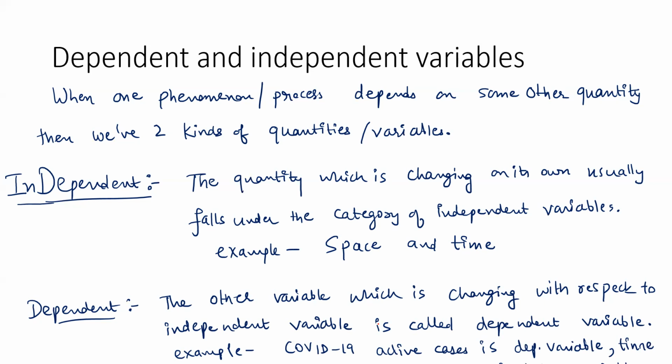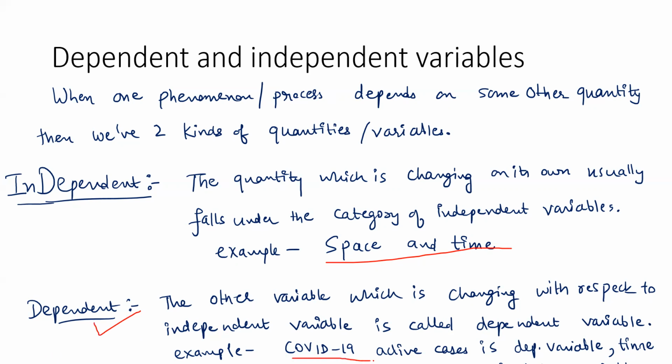So the time in that case is acting as the independent variable because we do not have control over the independent variable. It is something which is changing on its own. So usually space and time come into this category, and the rest of the things, whichever are our unknowns or whichever are our variables, they are changing their values or they are depending upon the independent variables. So they fall under the category of dependent variables.